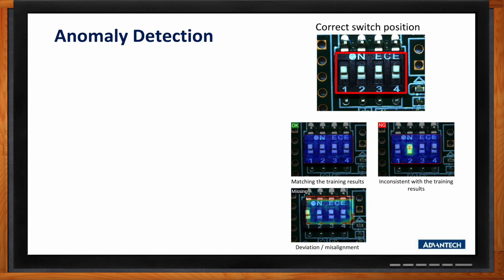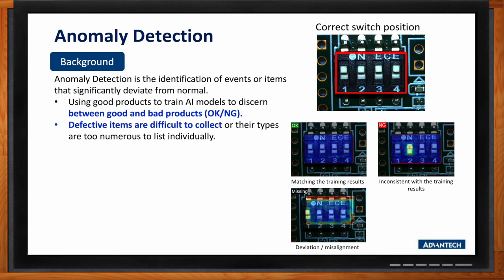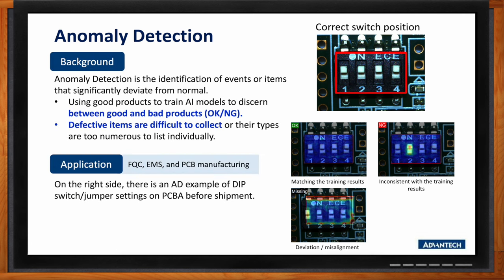Another use case is anomaly detection, the identification of events or items that significantly deviate from normal. For this use case, we are using good products to train AI models to differentiate between the good and bad products. For example, on the right, we are using dip switches and jumper settings on PCBAs before we ship out. We're visually inspecting, based on the images on the top, the correct switch position against what we see in the production line. On the bottom in the middle, we're matching the training results, which is an okay because the dip switches are matching. But on the right, you can see an example of a no good condition, where we see it's inconsistent with the training results from the dip switch labeled number 2. In addition to this detection, we also see deviation from misalignment of the component itself.